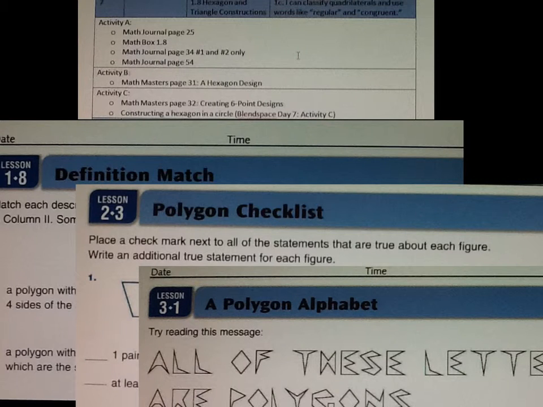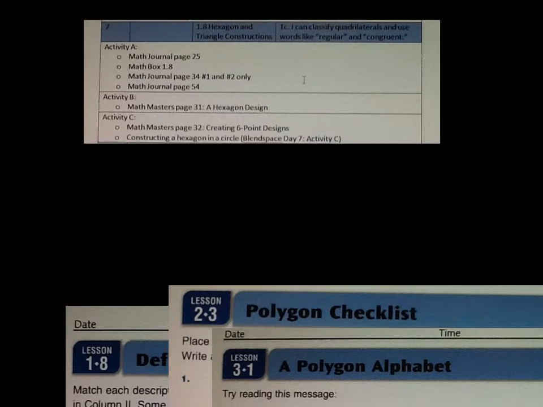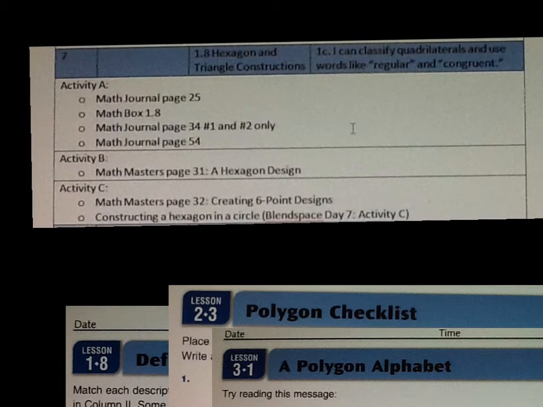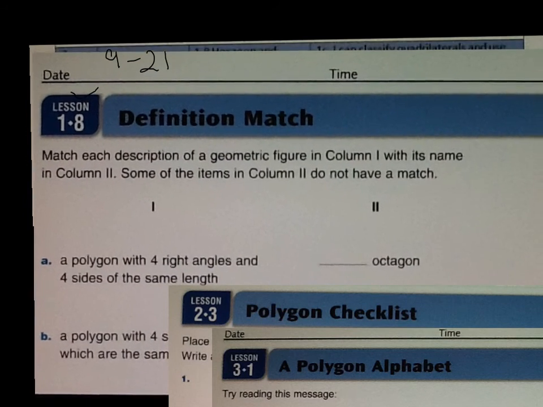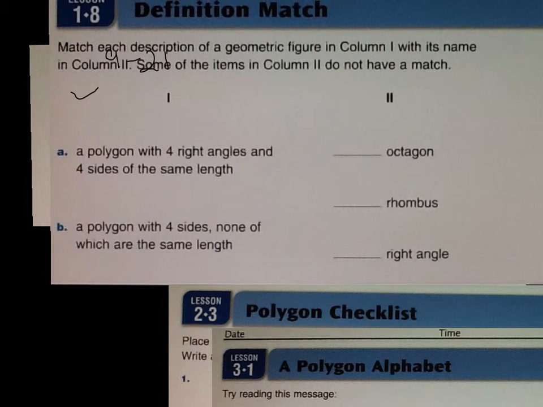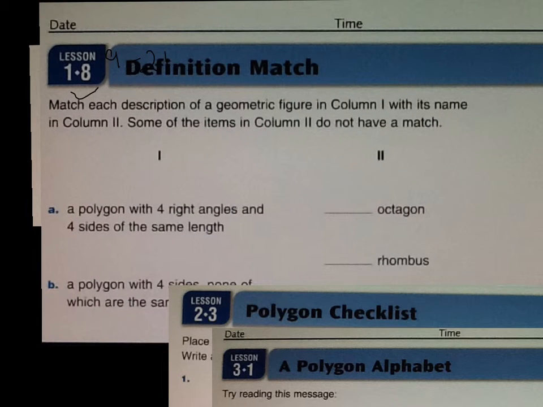Today you're going to be working on reviewing all of these different shapes. Follow along first. In our learning journey, we will be adding the date, and then we'll be doing Math Journal page 25. That page looks like this. It is a definition match, where on the left side you'll be given the definitions, and the right side is the shape. You'll read the definition and write the letter on the right for the shape it matches. Note that in the directions, it says here that some of the items in column 2 do not have a match. Some of these will be left blank.